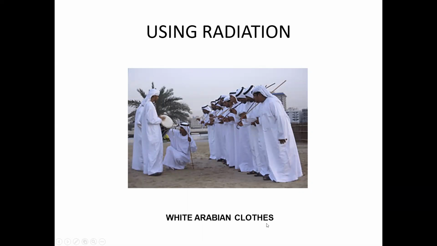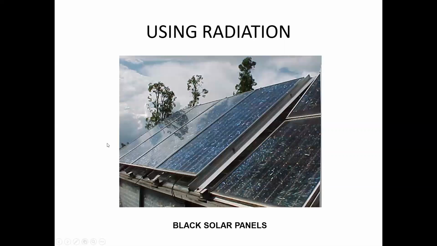If you are in a hot country, you're wearing white clothes. The reason why a lot of people wear white in hot countries is because, just like light, white clothes reflect light. That's why they look white. That's why they're bright. They also reflect infrared radiation from the sun, which helps these gentlemen here to stay cool.